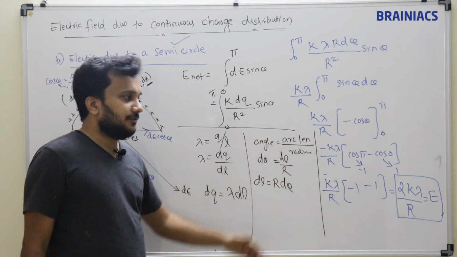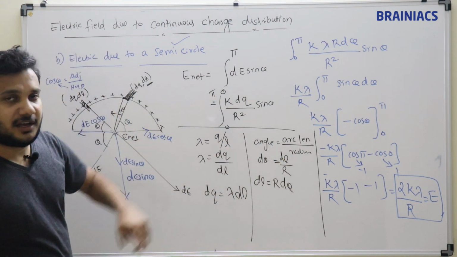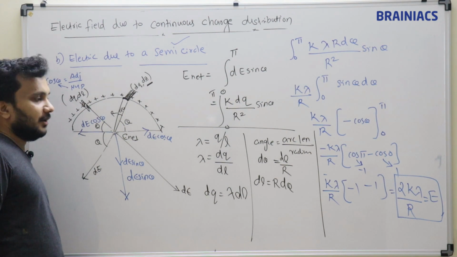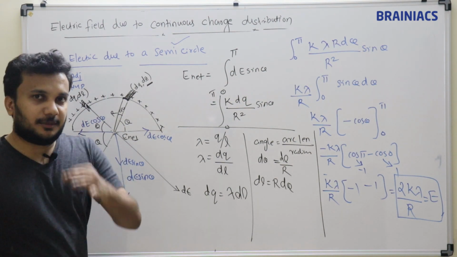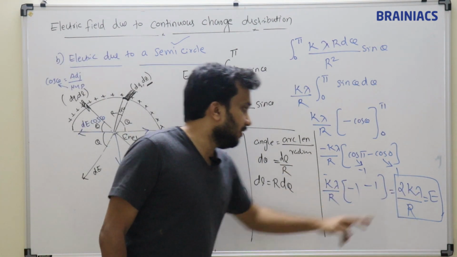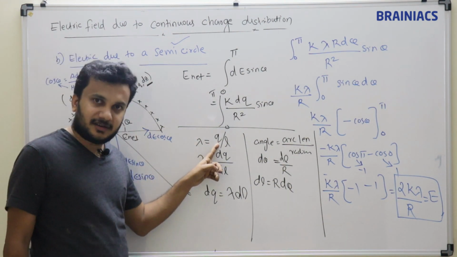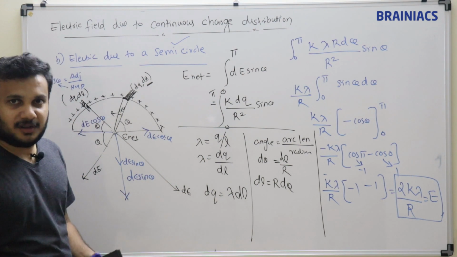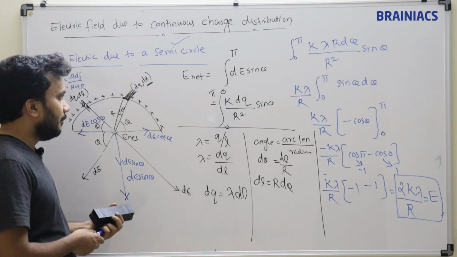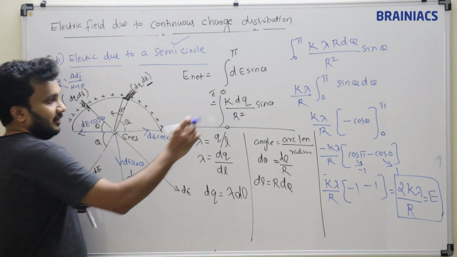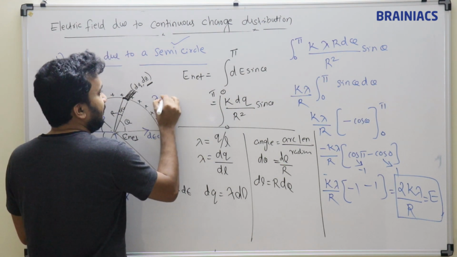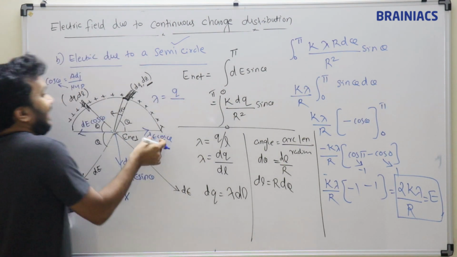Now here I have a question to you. What is the value of lambda? Can you think for a moment and tell me what is the value of lambda in this case? Lambda, you will say it is written on the board, right? I have already written on the board lambda equal to q by L, but the exact value of this lambda will be equal to charge by length.